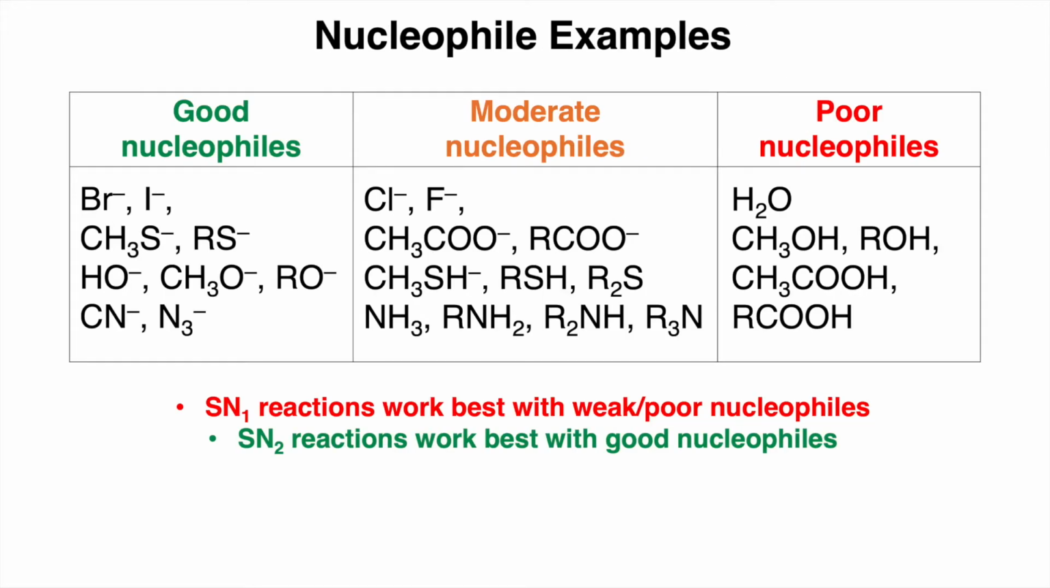Here is a table of various nucleophiles. SN1 reactions work best with weak or poor nucleophiles shown in red on the right side of the table. All of these nucleophiles are considered to be neutral. On the other hand, SN2 reactions work best with strong or good nucleophiles shown in green on the left side of the table. However, if the reaction uses a moderate nucleophile in the center of this chart, you have to consider other factors of the reaction, such as solvent and type of electrophile, to help differentiate between the mechanism being either SN1 or SN2.